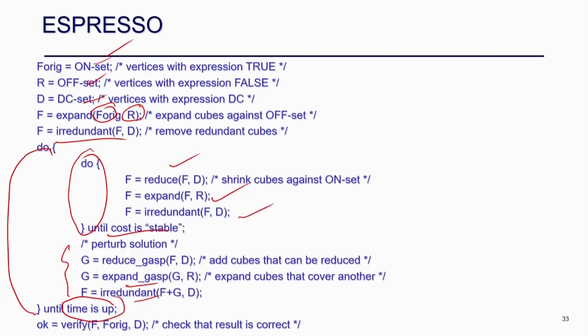Then we just perturb the solution, that means we try to find some other initial cover which will cover all the minterms, and from there again I do the expand and reduce steps, so that I can actually go for some other global minimum. That is what Espresso is all about.